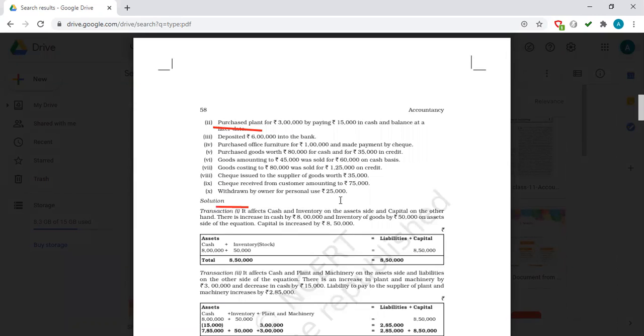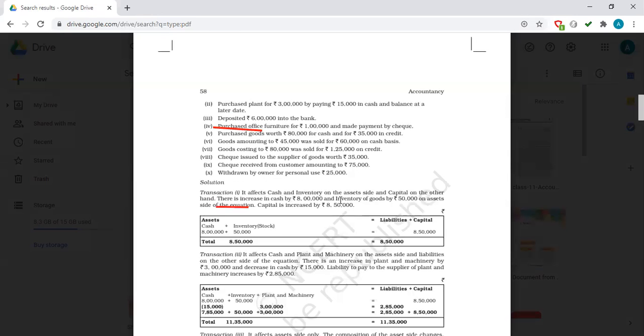Second, purchased plant for 3 lakh by paying 15,000 in cash and the balance at a later date. That means machinery comes in, plant meaning plant and machinery. So in the machinery account you are going to write 3 lakhs. In cash you are going to show a decrease of 15,000. And what increases? Your liability increases, of 2,85,000. Can you see over here, students?